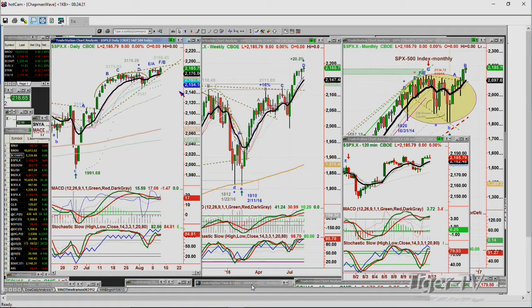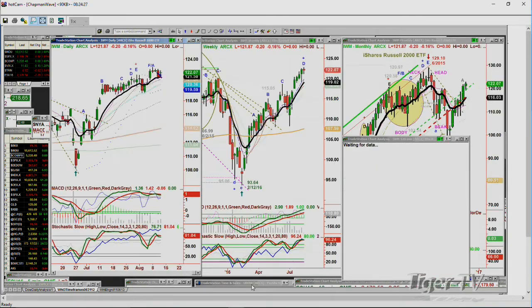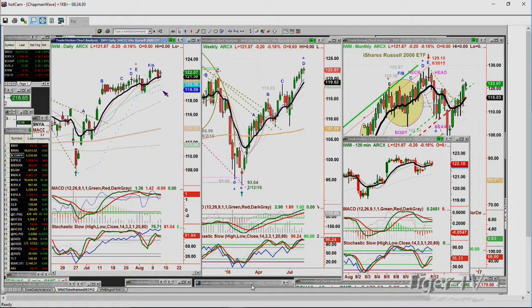Now we're going to go to something else. The IWM. The IWM was lagging, and then suddenly it moved up, but it's making an F/A. It's holding the 9-period moving average. The weekly chart is in D. You remember the S&P was in E in the weekly chart? And now the technicals of the IWM, the Russell 2000, are not that great.